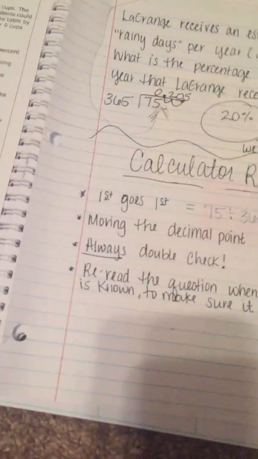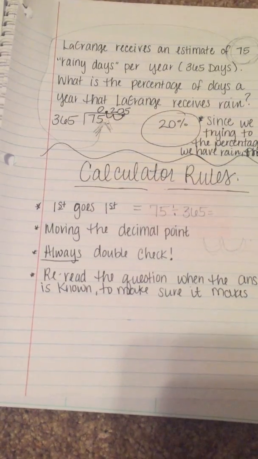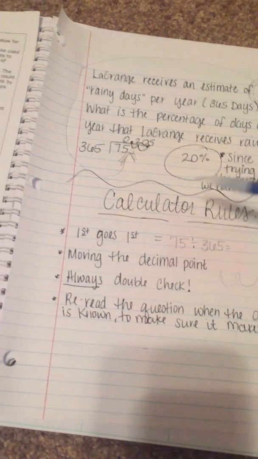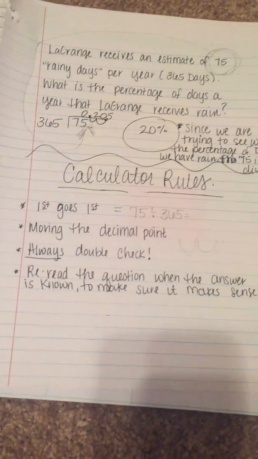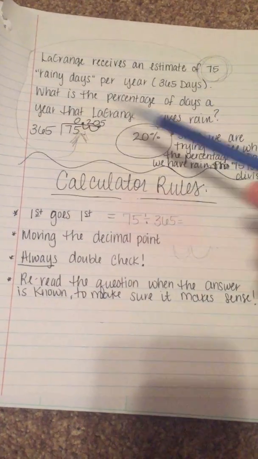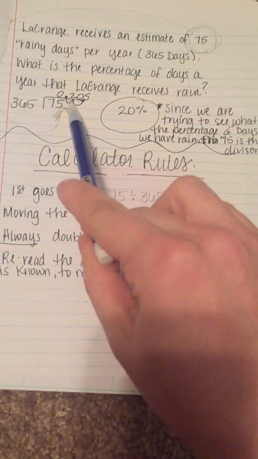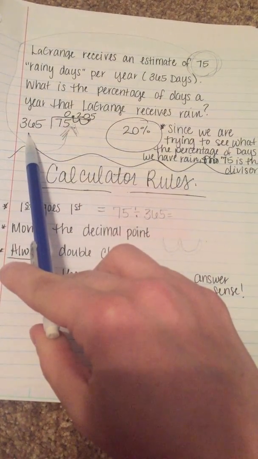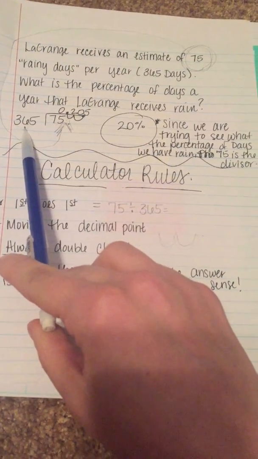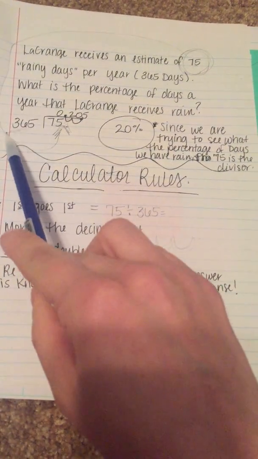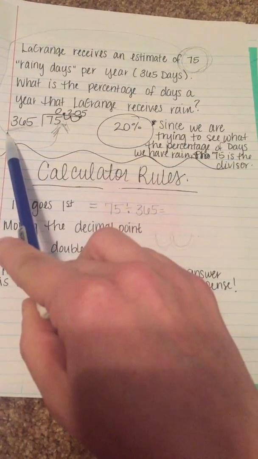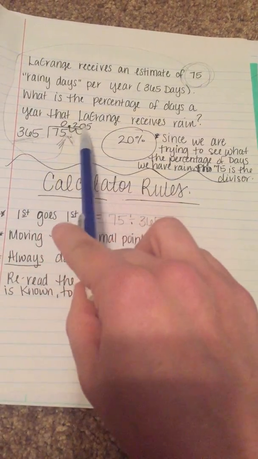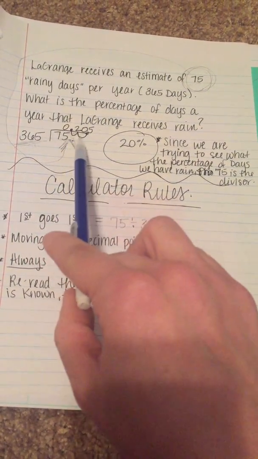And then always double check. So put your answer back in there. Most things with math, you're going to be able to put your answer back into the problem and make sure it just works out. Reread the question whenever the answer is known to make sure it makes sense. Guys, if y'all would have just said it was 0.2, just think about that. That's less than 1%. So 75 days of 365, well, that's not right. That's not less than 1%. Less than 1%, if we're talking about 365 days, would be less than one day, right? So we need to make sure that we just reread the problem and make sure that it makes sense to you.